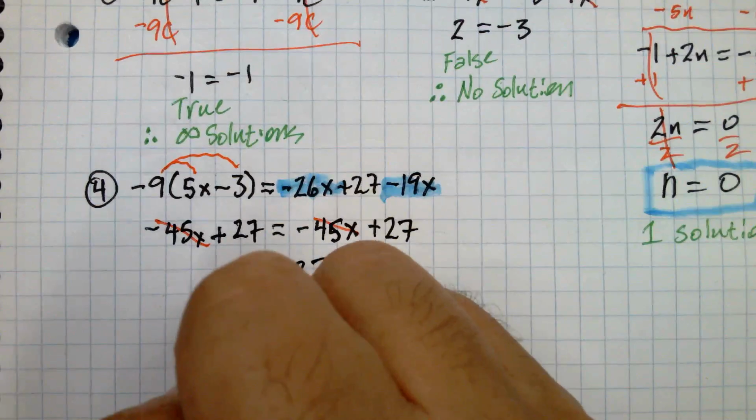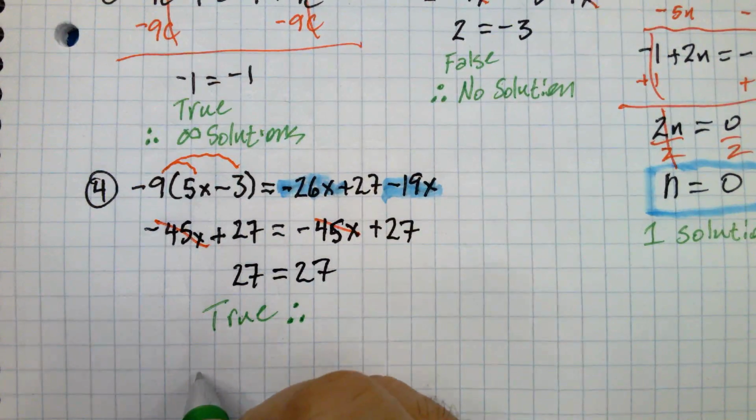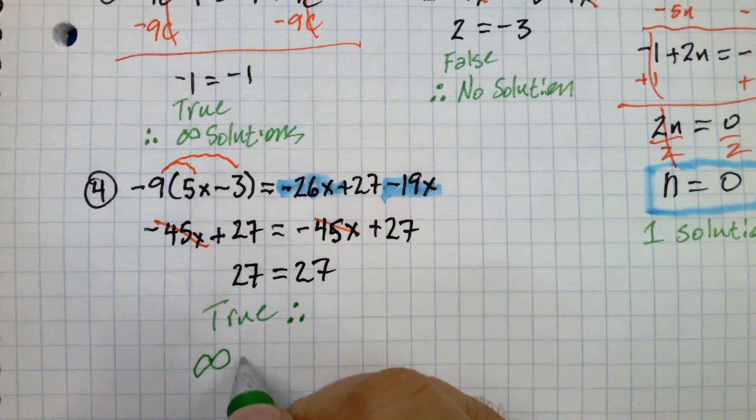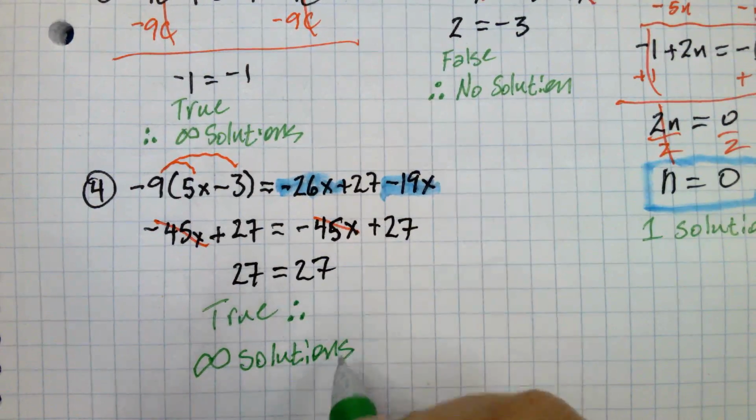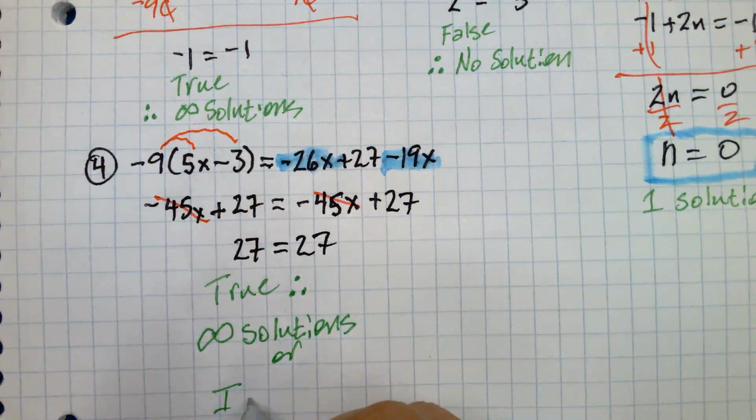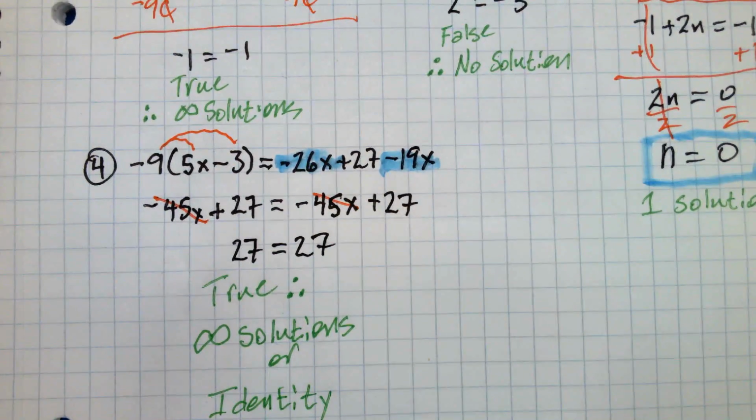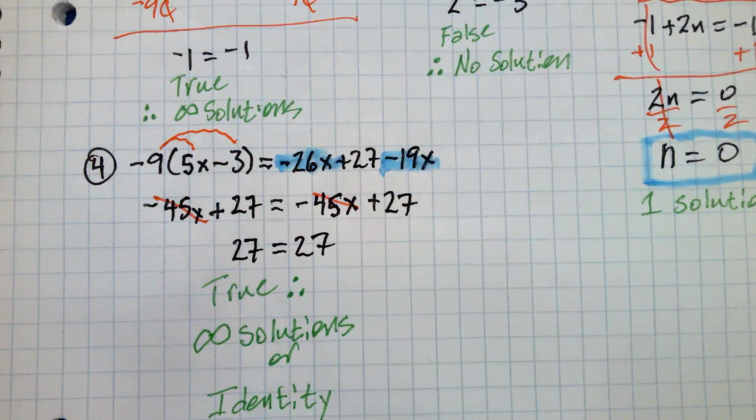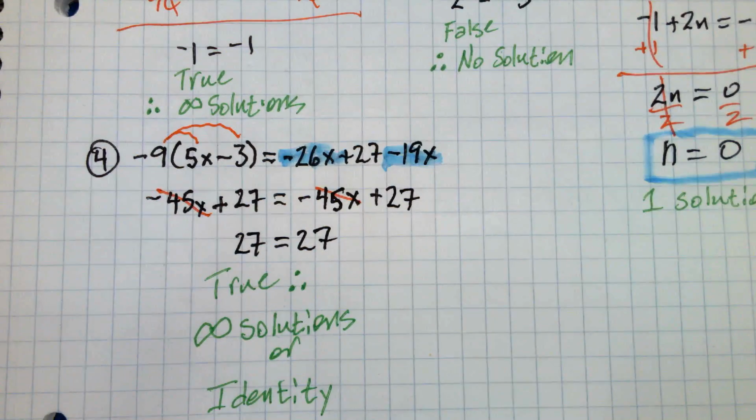This is true. Therefore, infinite solutions. Or it's also known as an identity. Okay? So today's IXL will involve you recognizing what you have: one solution, no solutions, or infinite solutions.